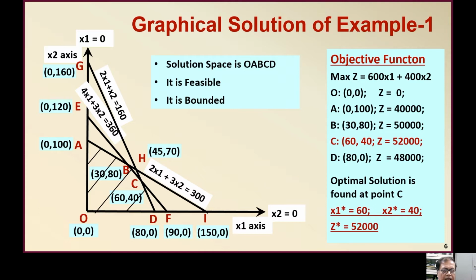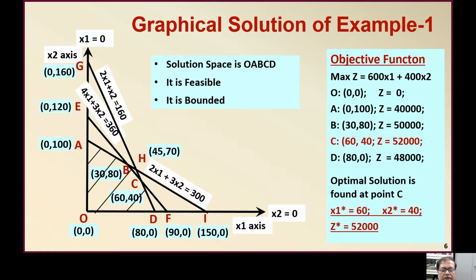So adding all of them, the common solution space is O, A, B, C, D. That is our common solution space, and it is a feasible solution space. First of all, this is feasible and it is also bounded. It is not unbounded, because you see, this is a closed area O, A, B, C, D. Now, this solution space is also a convex solution space, as we have discussed earlier, because if you take any two points within this solution space and you join a straight line, you would find that straight line to be entirely within the solution space.